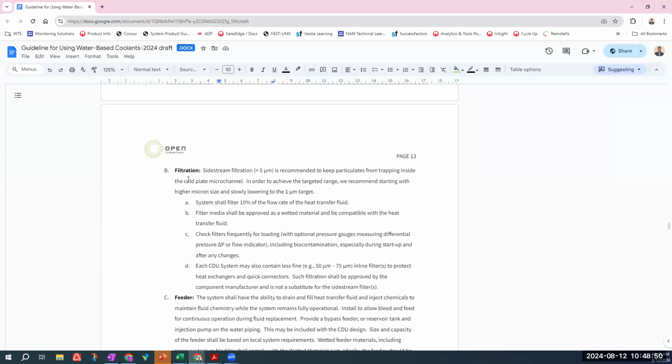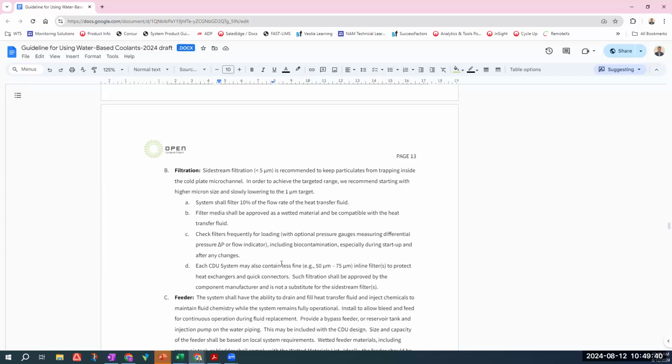On the filtration, in the original document we said the side-stream filtration recommendation was to be less than 5 micron. But in actual practice, we have found that you should have side-stream filtration down to 1 micron, almost at each cabinet level. So you might have to set up several side-stream filtrations. It can be hooked up with quick-disconnect tubing for each cabinet, and that will minimize the biofouling. So that's why we recommend that a small micron size, 1 micron side-stream filter, be implemented, just to eliminate the biofouling potential.